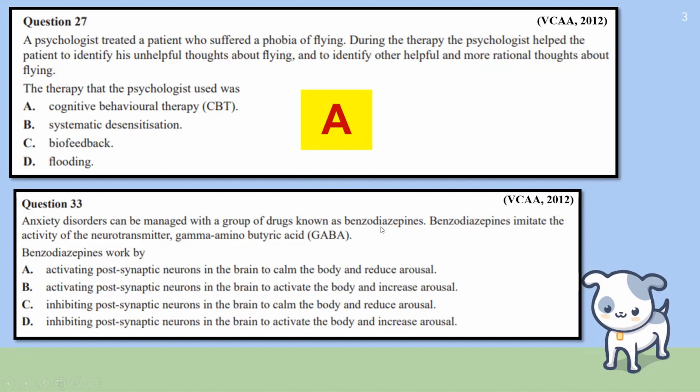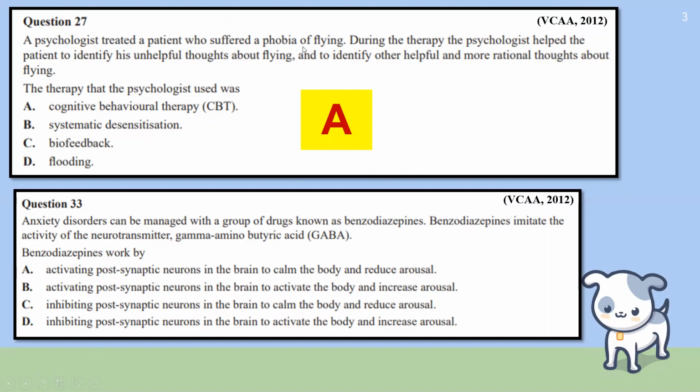Anxiety disorders we know can be managed with benzodiazepines. Benzodiazepines work because they imitate the activity of GABA. Now, this is basically, they've given you the information and they want you to explain, what do we mean by saying that benzodiazepines imitate the activity of the neurotransmitter? So they're trying to make you unpack this definition even further, okay? And you've got to choose the correct option there.